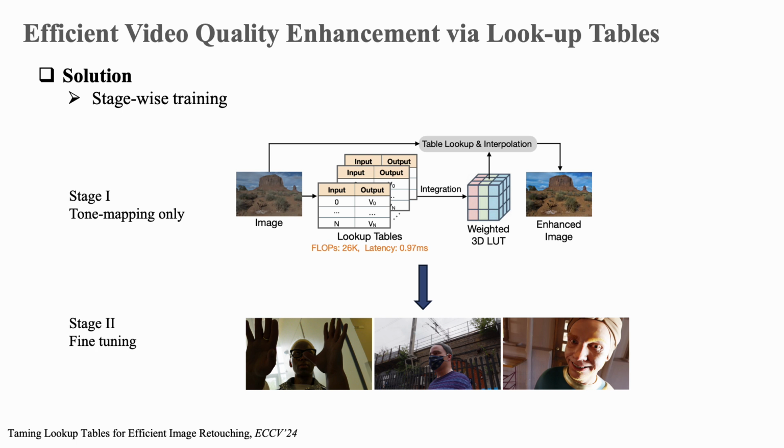But during training, we actually noticed that lookup tables basically perform the tone mapping task, but different degradations will lead to unstable training. Therefore, we adopt a stage-wise training strategy. In the first stage, we use the high-quality 5K dataset, and we only perform the tone mapping task. And in the second stage, we fine-tune the obtained lookup tables to adapt to the conference scenarios.